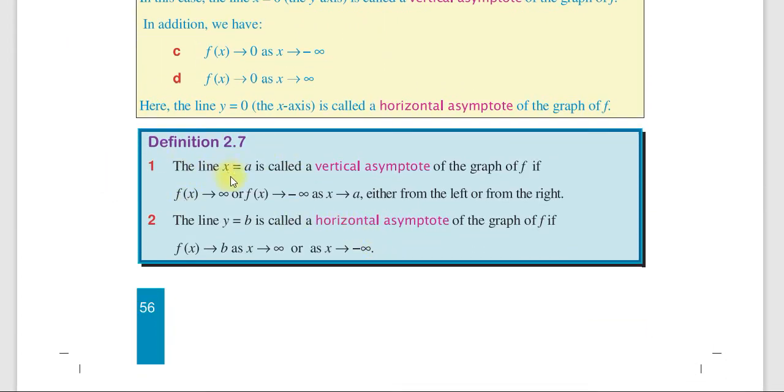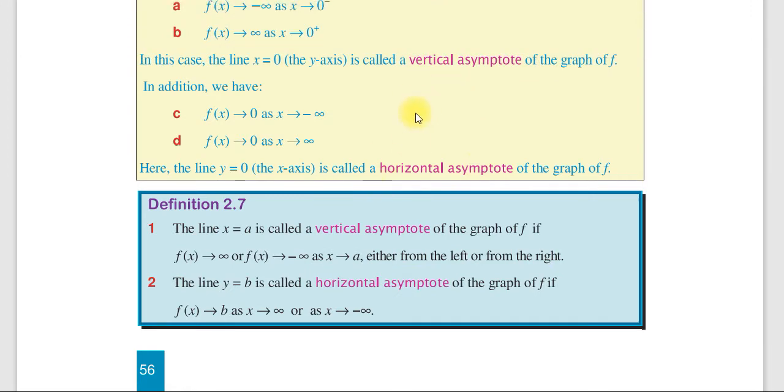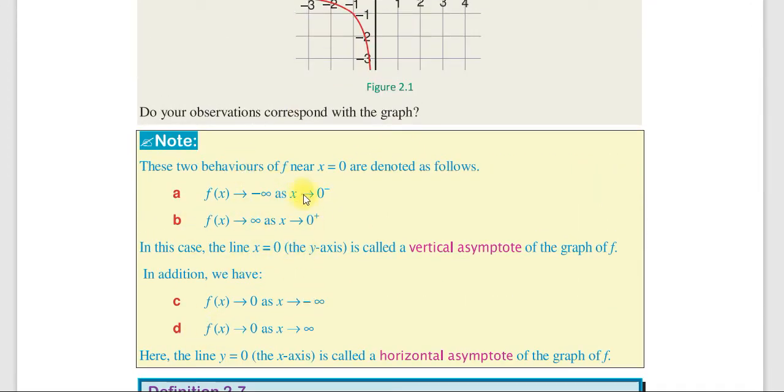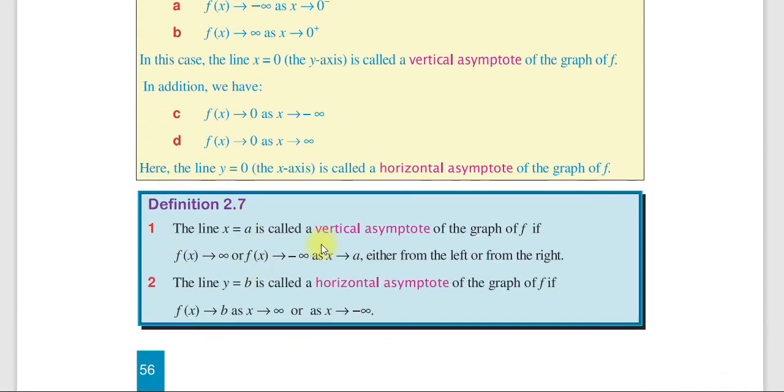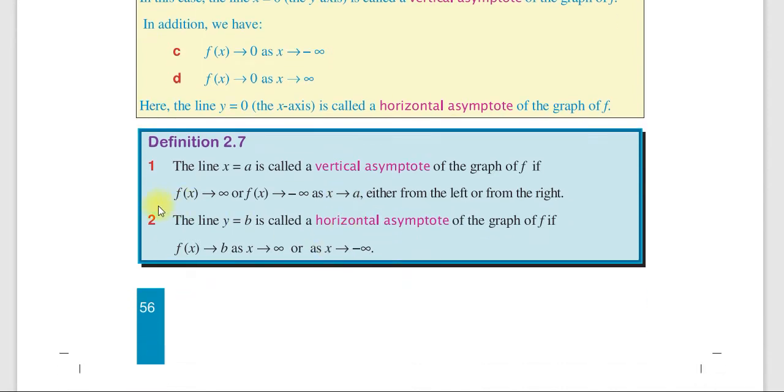Another definition: the line x equals a is called a vertical asymptote of the graph of f if f of x approaches positive infinity or f of x approaches negative infinity as x approaches a either from the left or from the right. Now, what is this definition? It is what we saw above, it comes from the group work part. This is our definition, to define what a horizontal asymptote and a vertical asymptote are. The line y equals b is called the horizontal asymptote of the graph of f if f of x approaches b as x approaches infinity or as x approaches negative infinity.